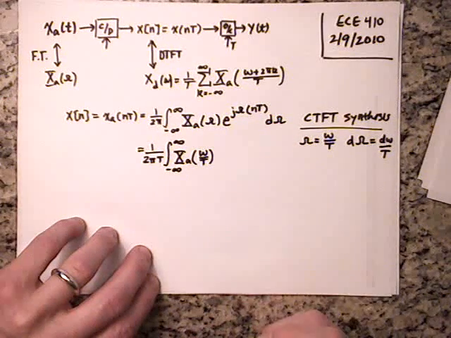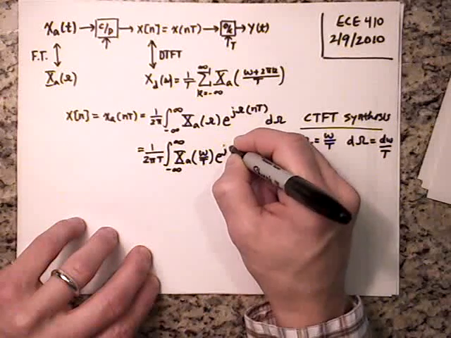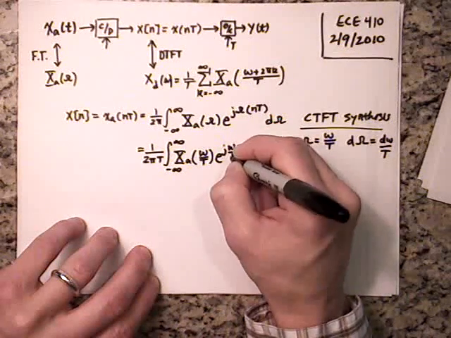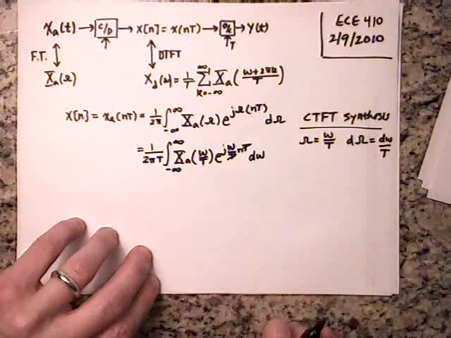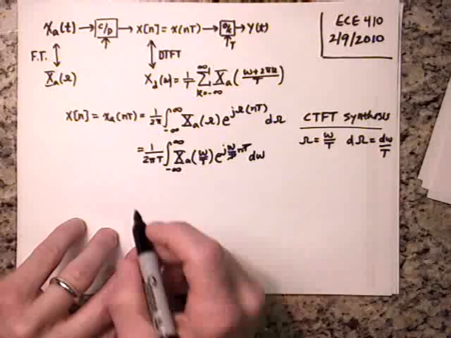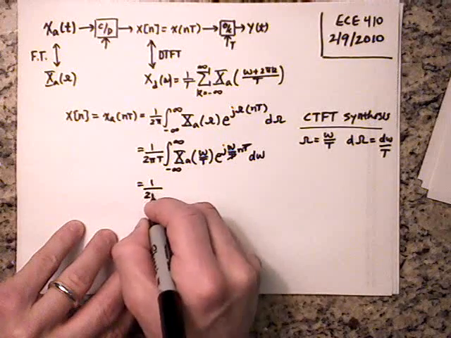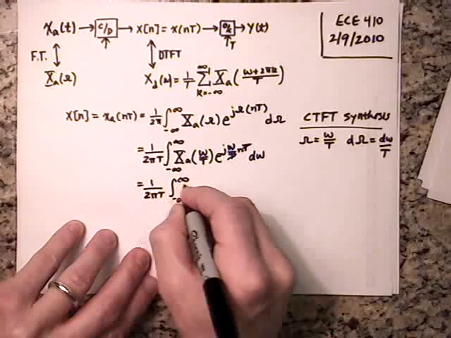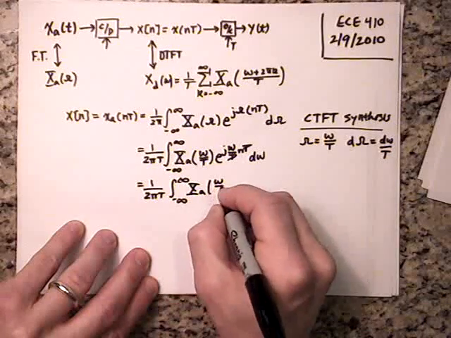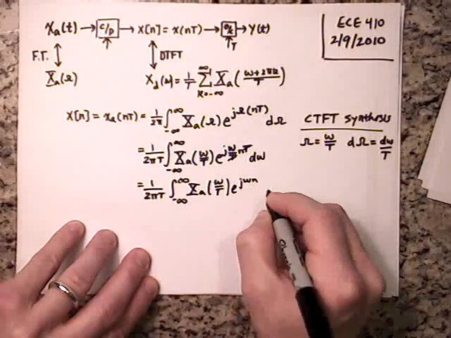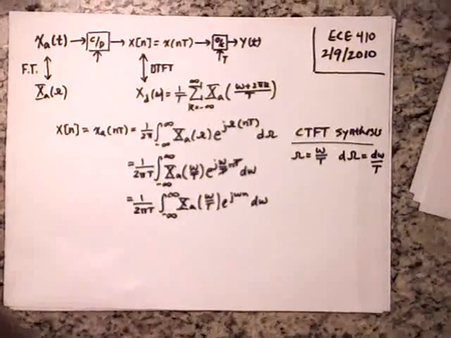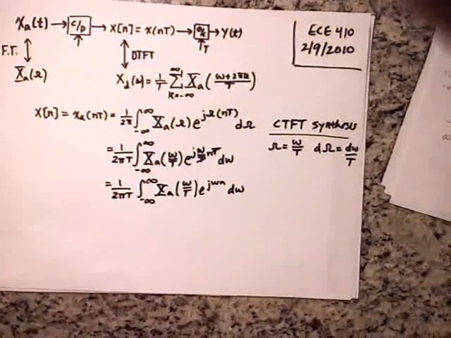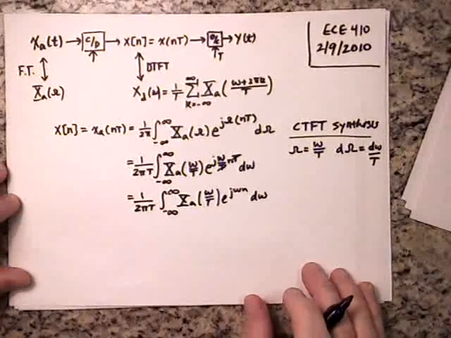So I have x of a of omega over capital T, and this becomes e to the j omega over capital T nt. The capital T's cancel. This becomes d omega. So let me just rewrite that a little bit cleaner. That's 1 over 2 pi t, the integral of xa of omega over t e to the j omega n d omega. Let me see if I can focus that a little bit better. Okay.